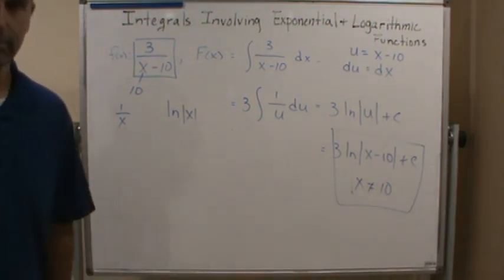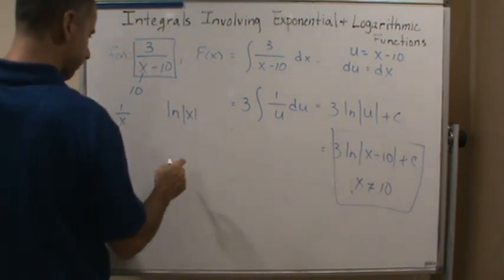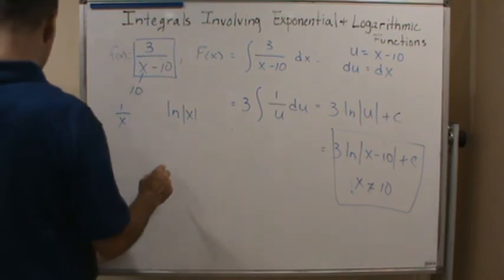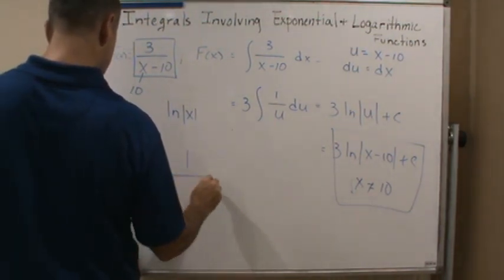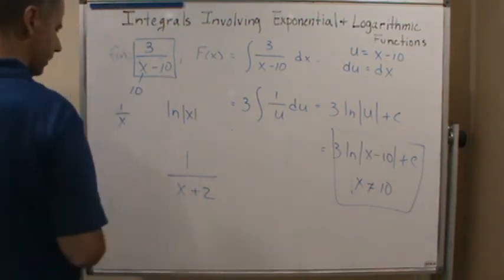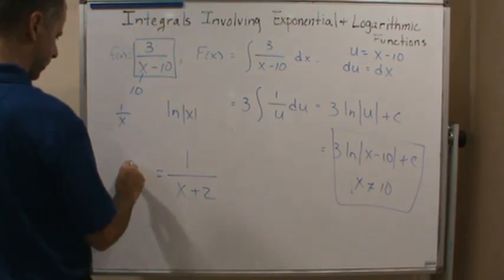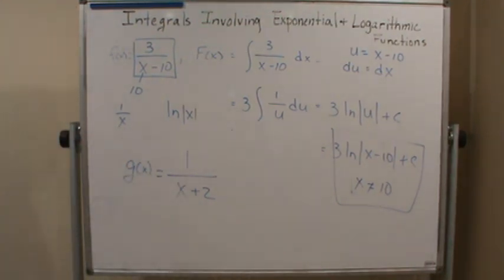Okay, that's it. Oh, I forgot to give you one. Here, you guys try this one. Find the antiderivative of this function. This is the one I want you guys to use. We'll call it g of x. Find the antiderivative of g of x.